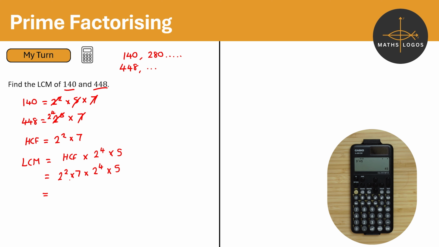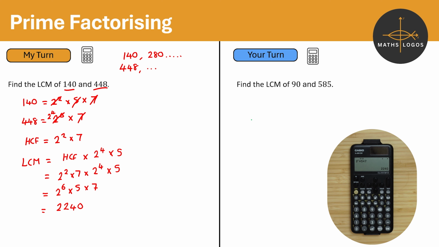And what I can do is write it in index form. I'll collect together my prime factors that are both 2. So 2 squared multiplied by 2 to the power of 4 is 2 to the power of 6, multiplied by 5, multiplied by 7. Now I've got use of a calculator, so I can go ahead and type that in. So I'll type in 2 to the power of 6. To get the power of 6, I want to press this little button here, and that will allow me to type in 6, and then multiplied by 5, multiplied by 7. And that gives me an answer of 2,240. Pause the video and give this one a quick go.